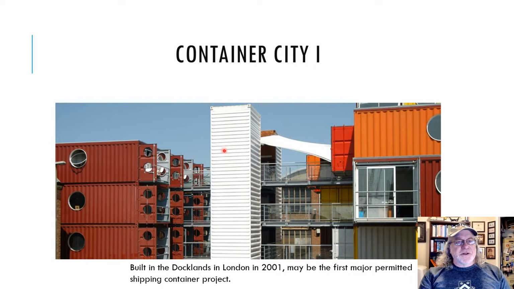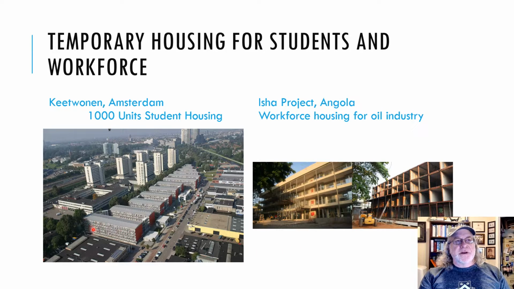Container City 1. It looks pretty nice. And again, as I said, it's probably the first major permanent construction project. And Tempo Housing, they built these things. They fabricated them in China, hauled them in by ship, and put them in place. They went up in a couple of days. Everything was modular inside. They just had to connect the plumbing and electric, and there they were, with student housing for about 1,000 students. I believe it's since been taken down, but a real nice project.